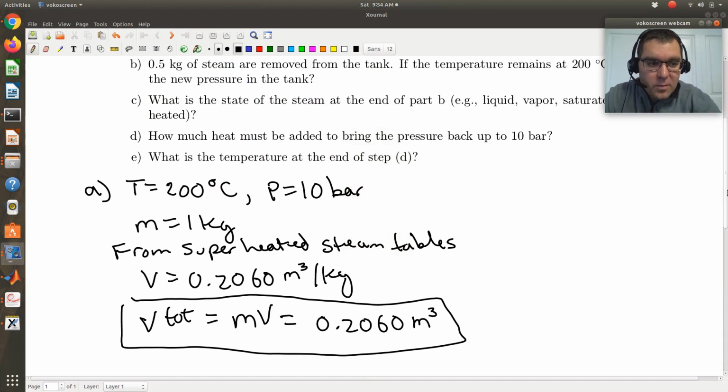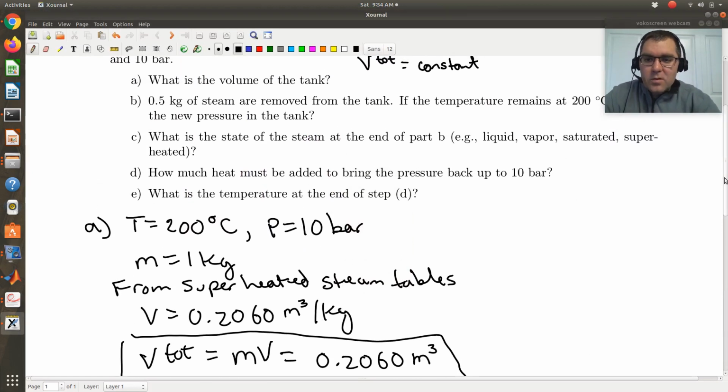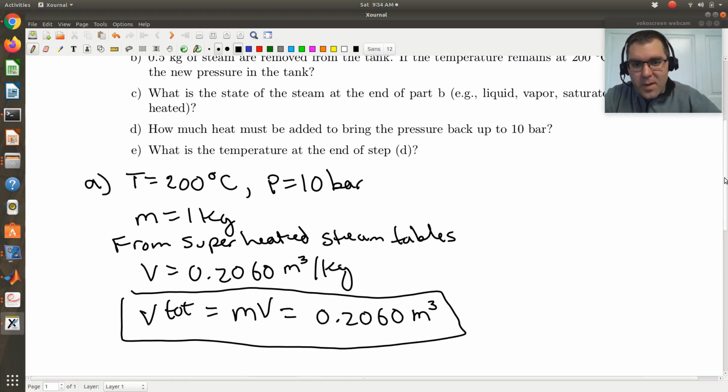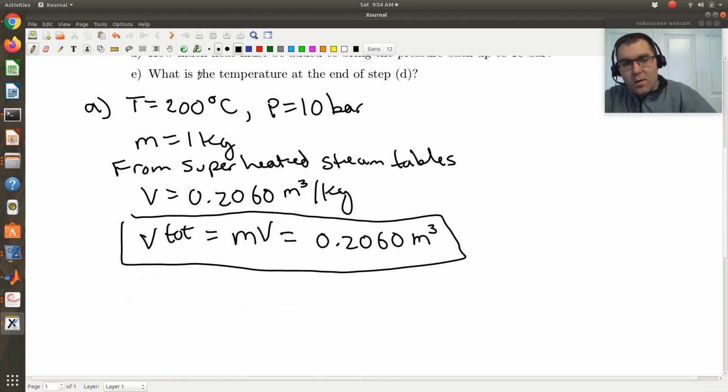Oh, yeah. So B. Let me scroll. Now we're told 0.5 kilograms of steam are removed from the tank. If the temperature remains at 200 degrees C, what is the new pressure in the tank? All right. We've got this. So in B, what's going to be key?